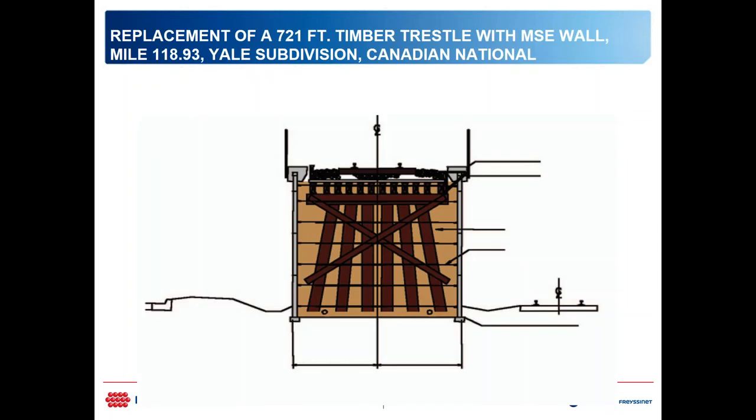Another application I would like to talk to you about is the replacement of existing trestle bridges. This is a project in British Columbia, Vancouver, for Canadian National, for the Hale subdivision. Existing timber trestle bridge got damaged by fire. So this shows how an MSE structure was built around the existing trestle bridge, thus saving cost and with less downtime on the tracks.